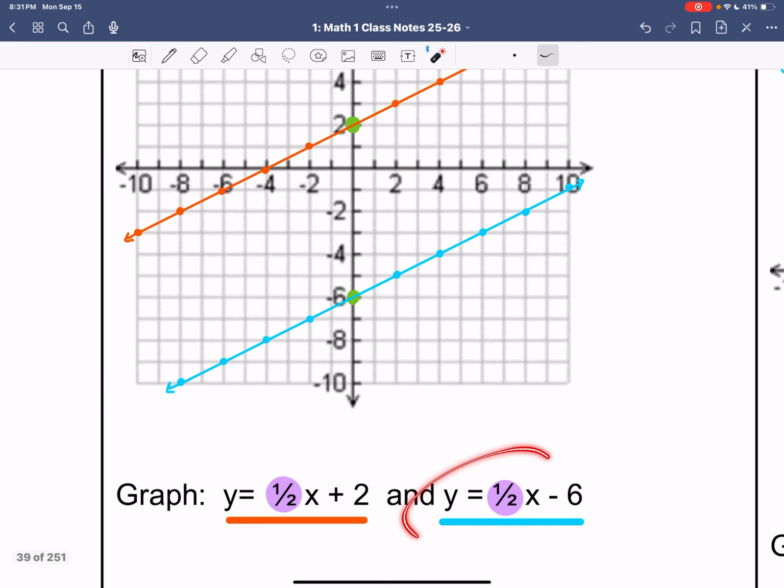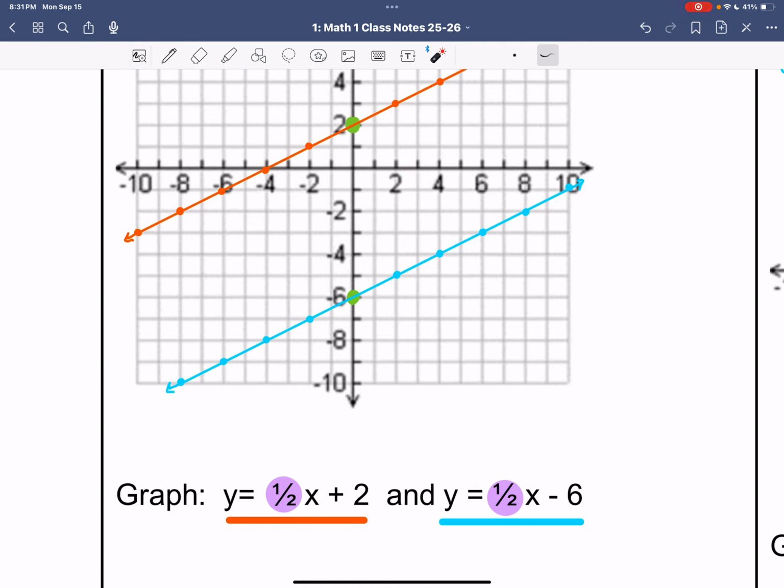So now let's look at this line. And this time we're starting at -6, but we still have the same slope. So we go here, we go up 1 to the right 2, and we continue our pattern. And then we can also reverse it and go down 1 to the left 2. And we can still reverse it from there.